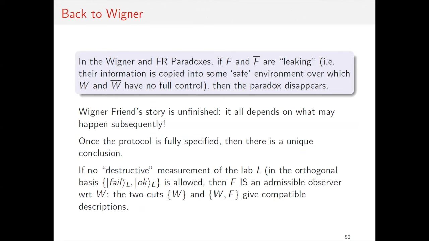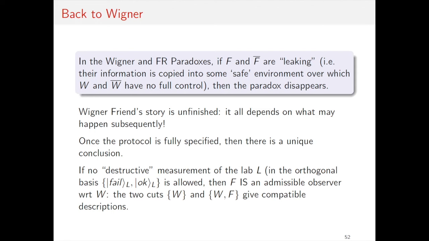So essentially what's the conclusion, say, on Wigner? Well, it depends, right? So the Wigner story is not finished. We are not told what happens after it or what can happen. We're not told the full protocol. We have to specify what can happen, like can Wigner do this measurement immediately after that in the orthogonal basis of the lab or not? Can he also himself do the standard, have a choice in standard basis and orthogonal or not, right? So once the protocol is fully specified, all these histories, then there is a new conclusion concerning the matter.